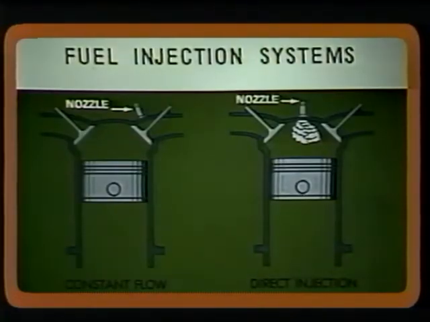At this point, let's examine the fuel injection systems used by our modern aircraft engines. These systems are usually a constant flow type, quite unlike the high-pressure direct injection systems used by diesel engines or even those used on some large radial engines during World War II.